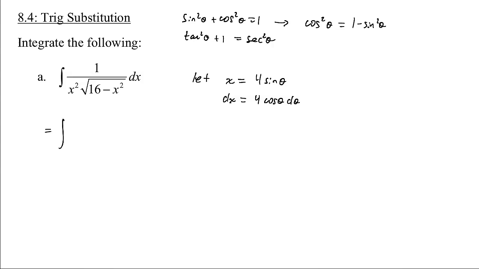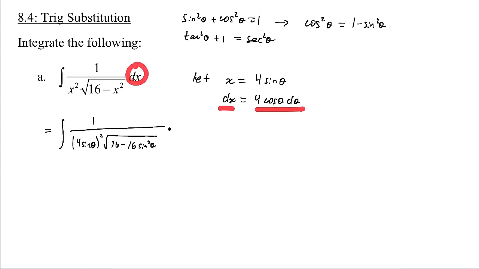So this is the integral of 1 over 4 sine theta squared, square root of 16 minus 4 sine theta squared, so 16 sine squared theta, and then times my dx, because I have to make the substitution for dx, so times 4 cosine theta d theta.